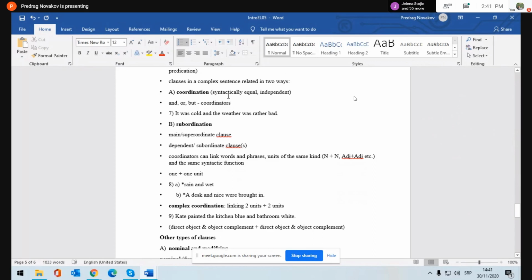Coordination. If you have two clauses, or three clauses, the clauses are syntactically equal. They can stand alone. They are independent. You can use linking elements like and, or, but as coordinators.